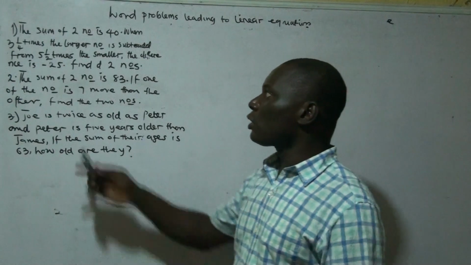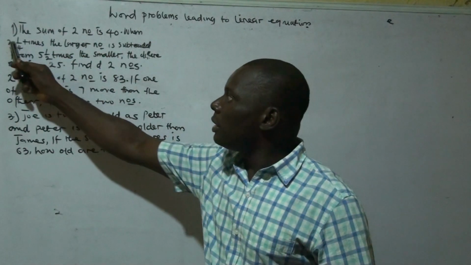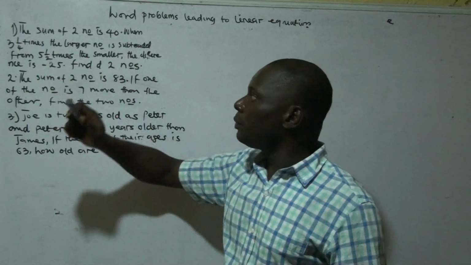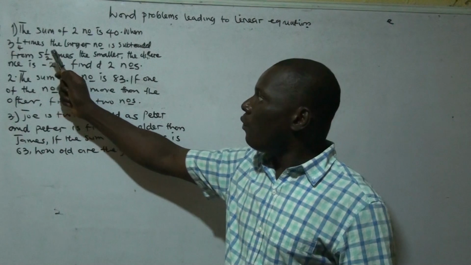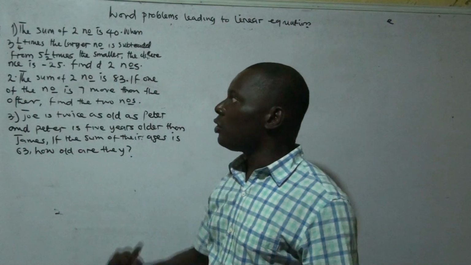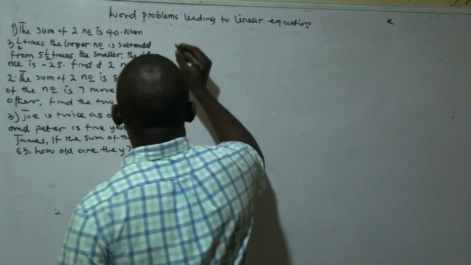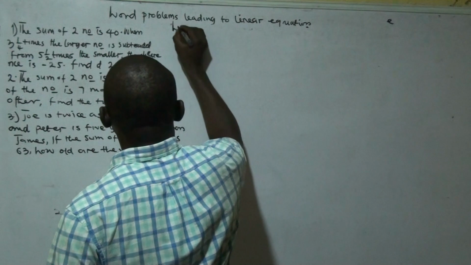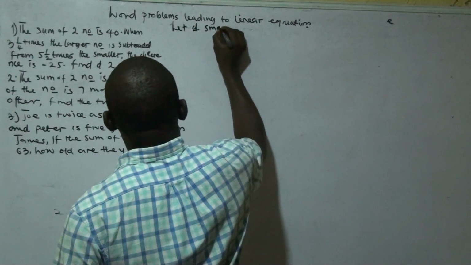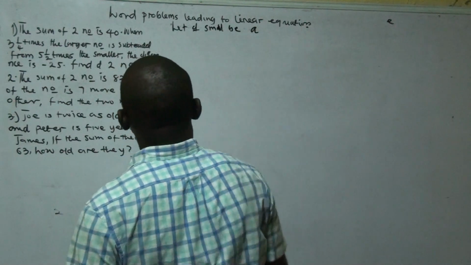So the first question before us is: the sum of two numbers is 40. When 3/4 times the larger number is subtracted from 5.5 times the smaller number, the difference is minus 25. Find the two numbers. Now the first thing you do here, like I said, let the smaller number be, let's assume, A.